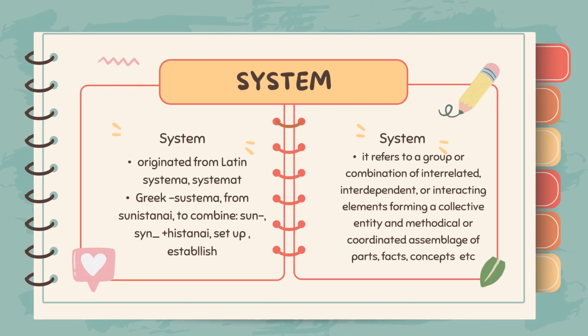We have system. Of course, system originated from Latin systema or systemat, and from the Greek systema from sunisteny, which means to combine. So system is something that is a combination, or to set up and establish. It refers to a group or combination of interrelated, interdependent, or interacting elements. Just like the criminal justice system, there is an interaction among those components.